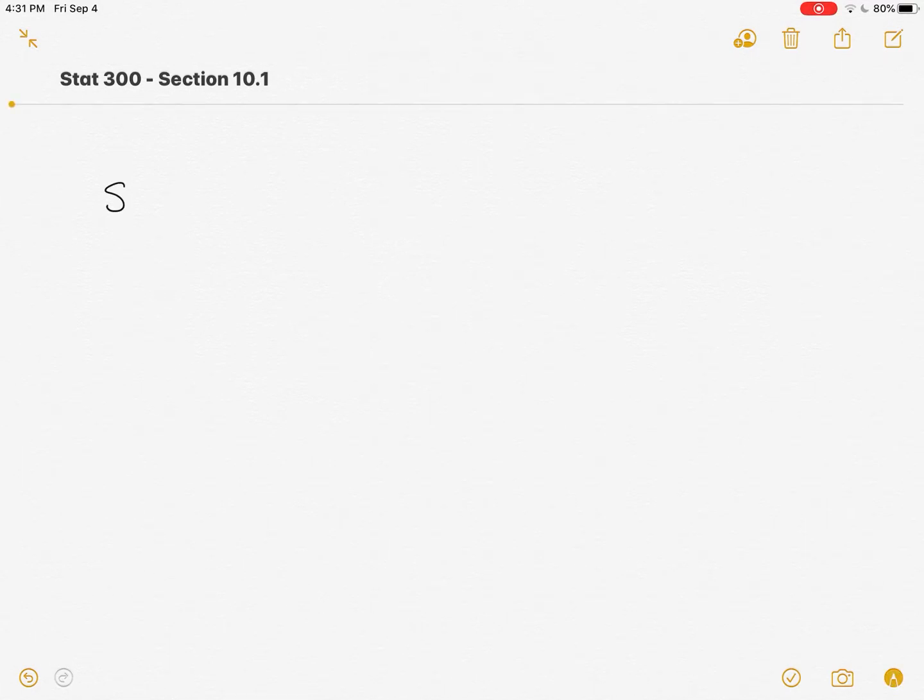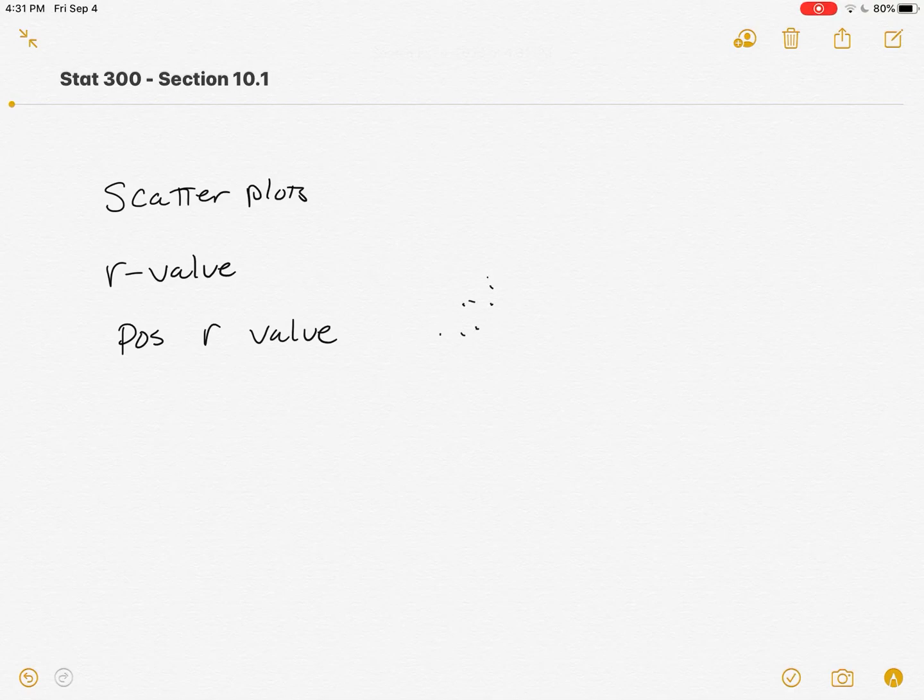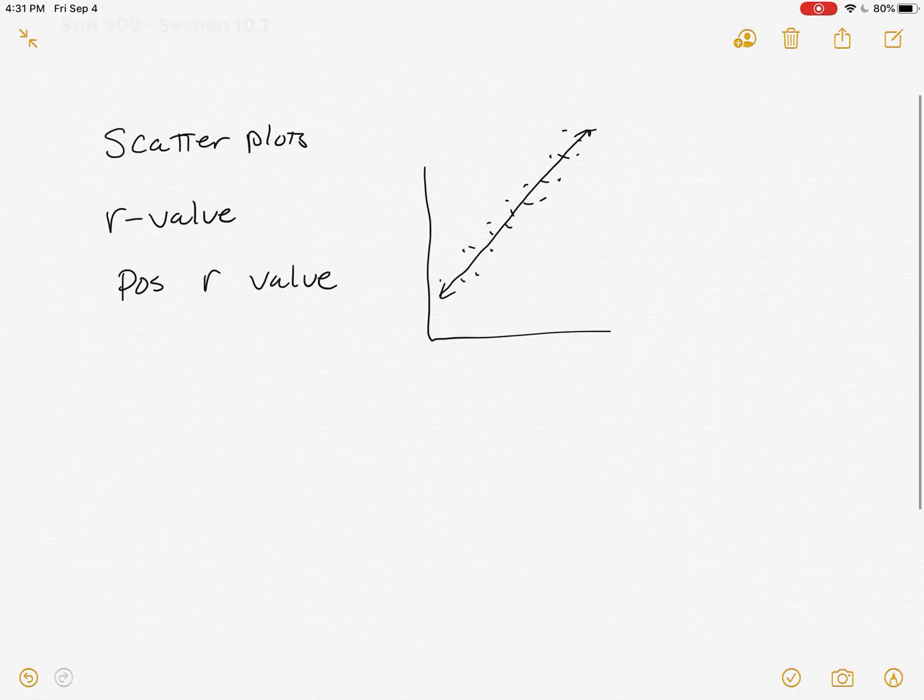So what they're going to do again in 10.1 is have you look at scatter plots, as you did in that 2.4 homework. What it wants you to remember is about the R value. A positive R value would have this type of shape on a scatter plot. If this is my scatter plot, this would have a positive R value, where it looks linearly correlated and the slope of the line goes up. That's a positive R value.